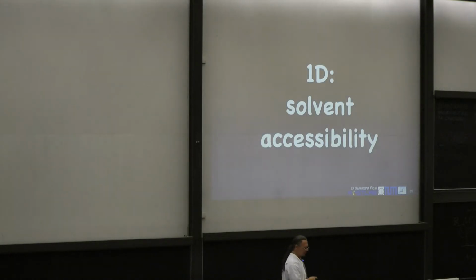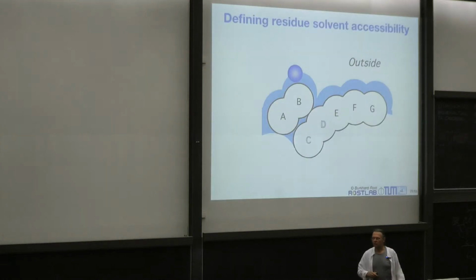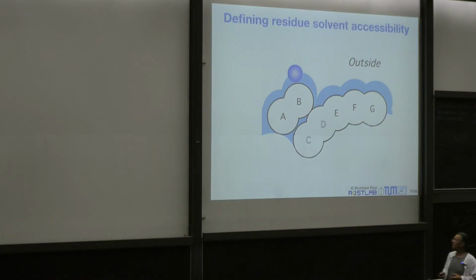Okay, let's move into a new feature. Solvent accessibility is also a 1D feature that we get from 3D structures. One way of defining solvent accessibility, so if you had these 7 residues here, A to G, and you roll a ball of water over it. So this is the inside of the molecule. The blue is where the water can access the surface of the protein, right? The water ball essentially can roll.